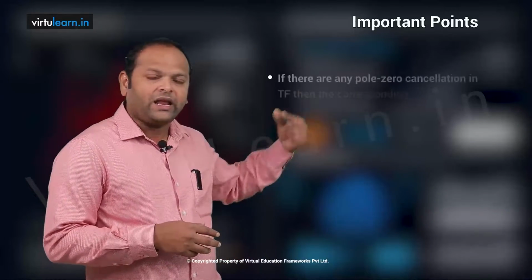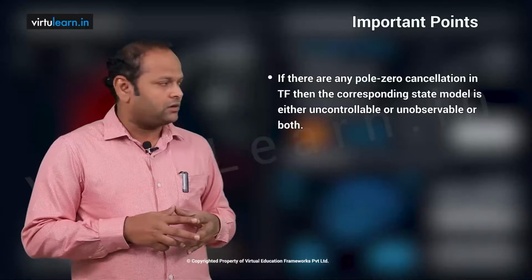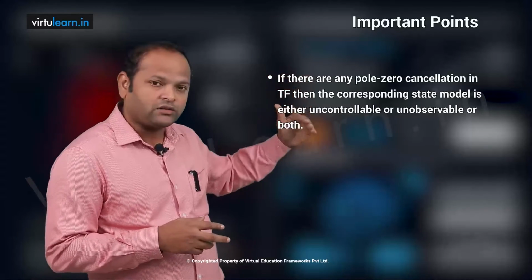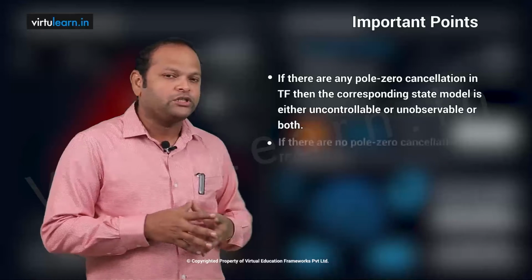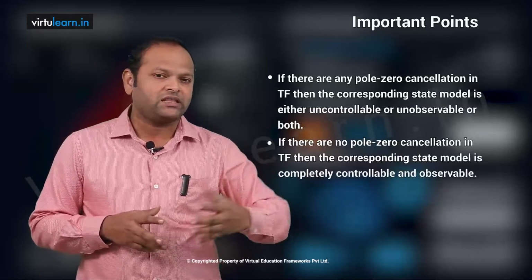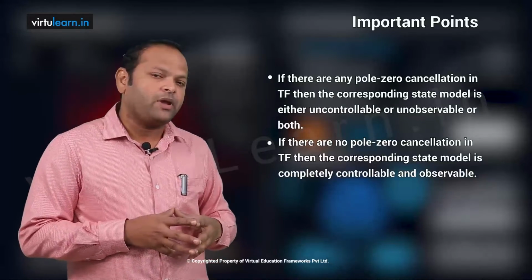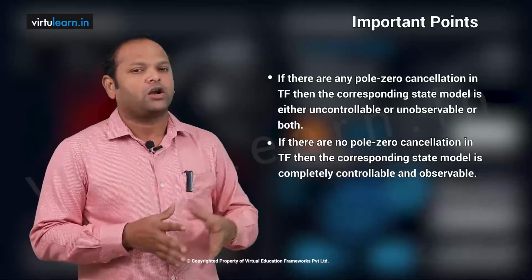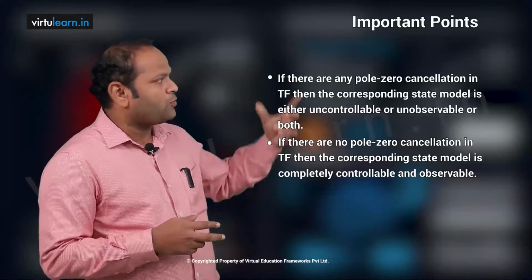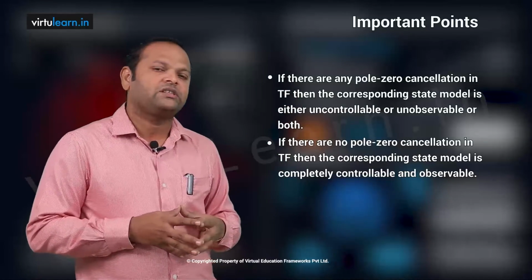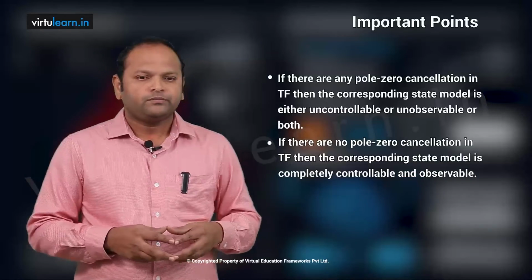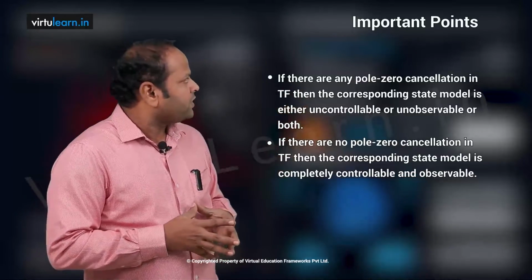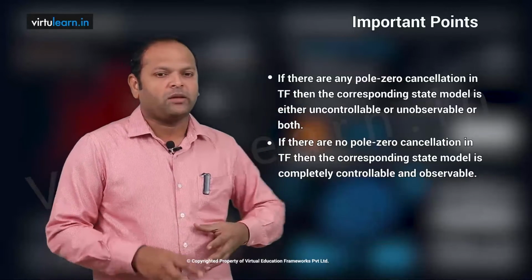So let us say I am trying to get the transfer function model from the state space model. If there is any pole zero cancellation, then we can say the system may be unobservable or uncontrollable. If there is no pole zero cancellation, then we say the system is completely observable and completely controllable. This way we can say things about the controllability and observability matrix.